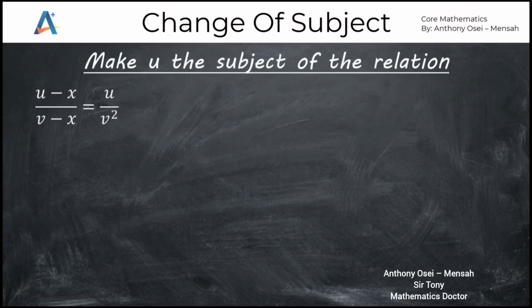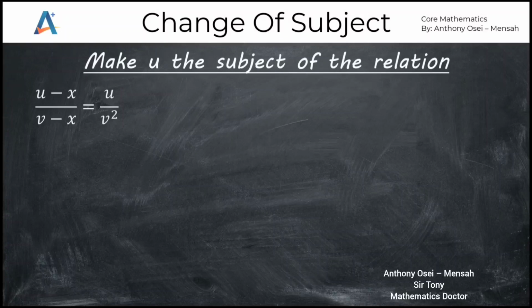If we observe this question, the left hand side is just a single fraction, which is u minus x, all divided by v minus x. And this side too is a single fraction, which is u over v squared. So one fraction on the left, one fraction on the right of the equal sign. So cross multiplication is the best. How do we cross multiply?